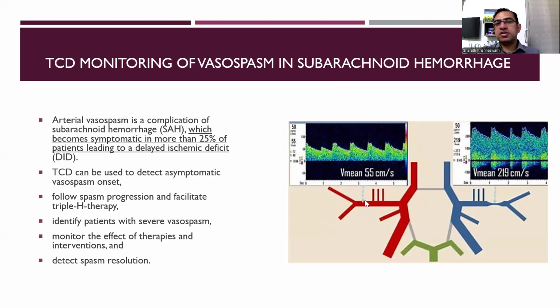If you look here, the figure on the left shows the mean blood flow velocity in the middle cerebral artery, which is 55 centimeters per second. Like I mentioned before, it is less than 80, so the patient does not have vasospasm. The figure on the right shows the mean blood flow velocity of 219 centimeters per second, which is a definite indication that the patient has cerebral vasospasm.